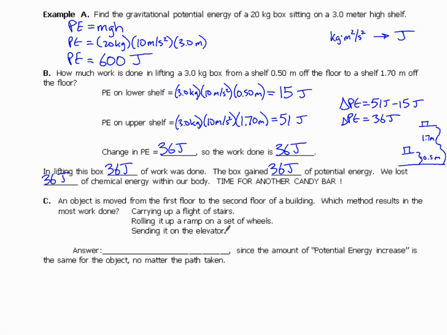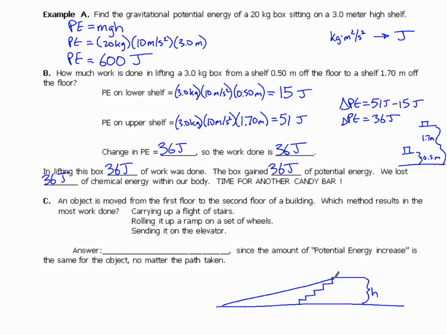So here are our options. The first one is carry it up a flight of stairs, something like this, and here's the second floor. From here to here, that's the height, that's h, the vertical distance. So there's the stairs. Next we can roll it up a ramp. So here's a long ramp, could be on a set of wheels.